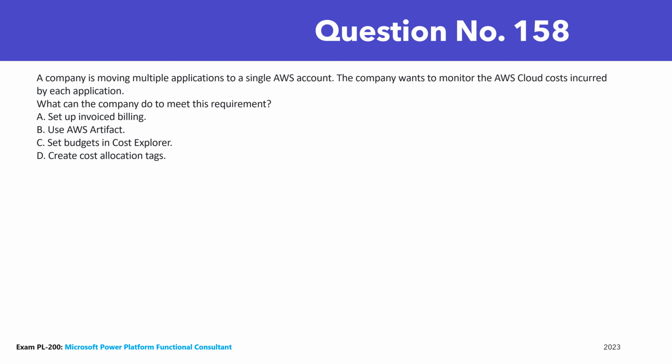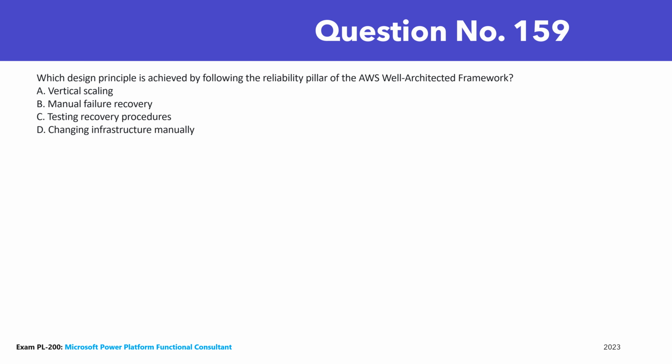A company is moving multiple applications to a single AWS account. The company wants to monitor the AWS Cloud costs incurred by each application. What can the company do to meet this requirement? A. Set up invoiced billing. B. Use AWS Artifact. C. Set budgets in Cost Explorer. D. Create cost allocation tags. Correct answer, C.